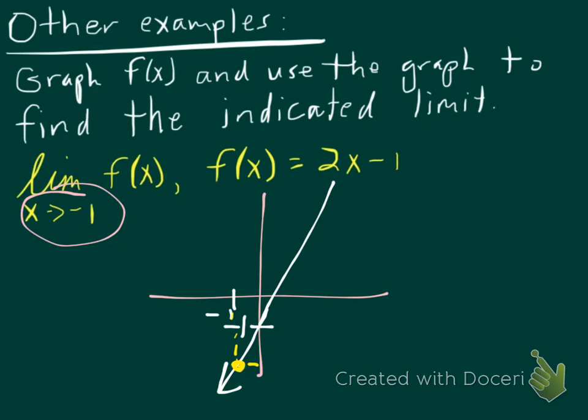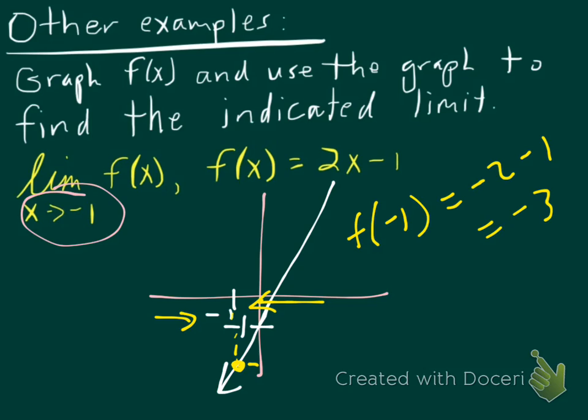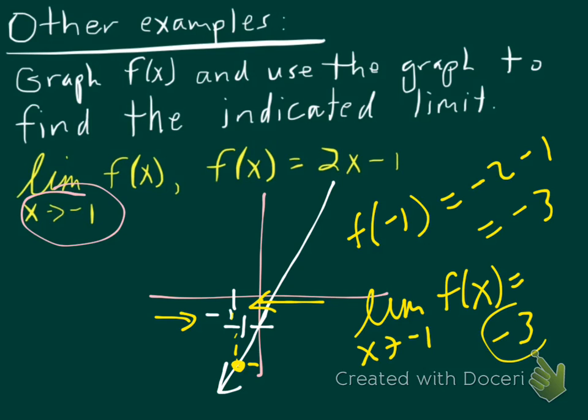So if we just figure out, well, what's the y value here when x is approaching negative 1 from the left and from the right, what would the y value be? Well, the y value would be f of negative 1. f of negative 1 would be 2 times negative 1, which is negative 2, minus 1, which is negative 3. So therefore, the limit as x approaches negative 1 of f of x is equal to negative 3. And there you go.